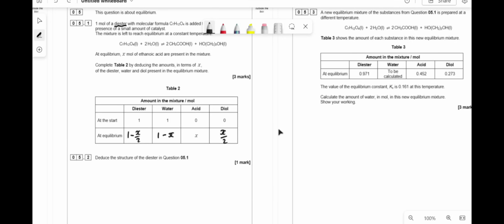It says deduce the structure of the diester in question 05.1. Okay, right. So in an ester, the key part of an ester is you've got a C double bond O, O, C like this. You've got your carboxylic acid derivative here and your alcohol derivative here.